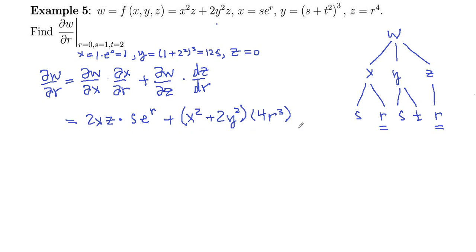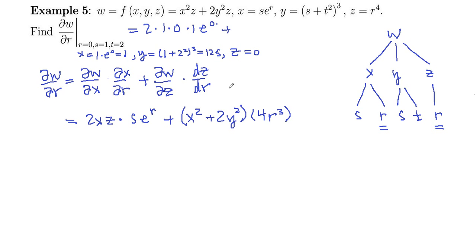So we're going to plug those in here. So then this derivative will be 2xz. So 2 times x is 1, and then z is 0. Oops, I wrote the x. 2 times 1 times 0. And then you've got your s e to the r. S is 1, r is 0. So times 1 e to the 0.